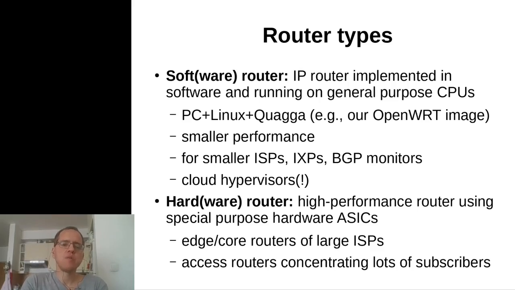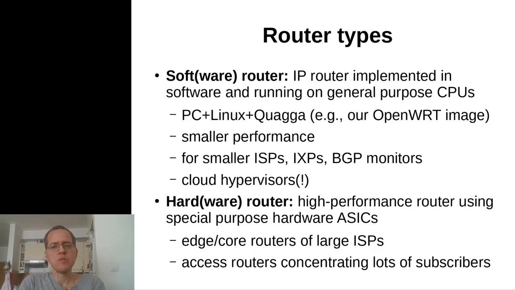Okay, these software routers are usually smaller performance devices, so these fit for smaller performance ISPs, BGP monitors, but we are now seeing a proliferation of software routers in the cloud, because basically all the virtual machines that are instantiated on a single server in a cloud need to have an IP router, a virtual IP router implemented at the server that provides access to these virtual machines from the rest of the internet and from the rest of the cloud network. So we are now seeing lots of soft routers implemented in different areas.